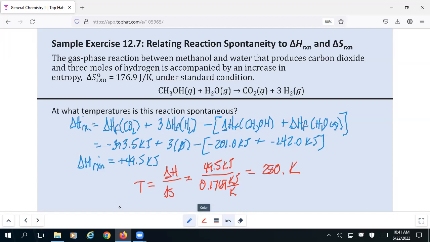Again, our interpretation here is this is a reaction that is going to be spontaneous at higher temperatures rather than lower temperatures. So when is it spontaneous? It's spontaneous when T is greater than 280 Kelvin. So 280 Kelvin represents the equilibrium point. Anything above it would be spontaneous in this case. Anything below it would be non-spontaneous.